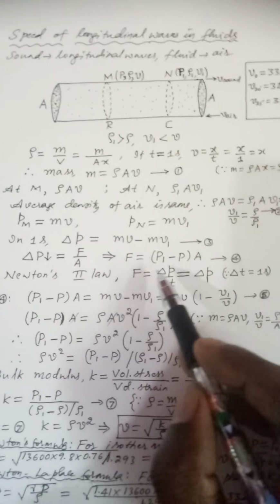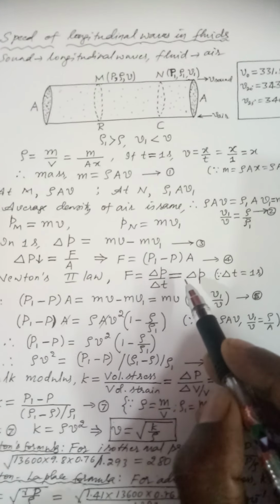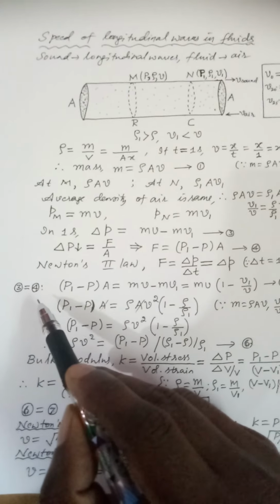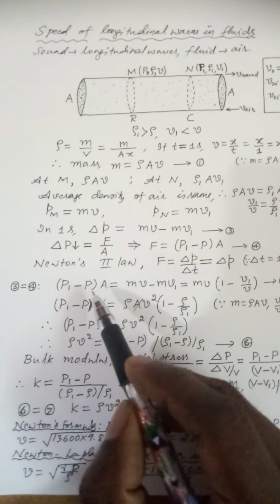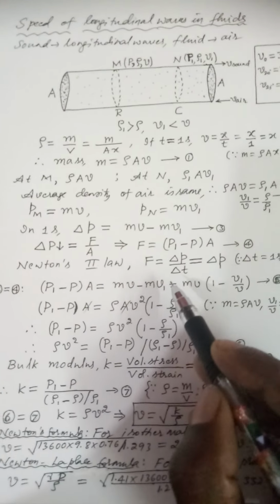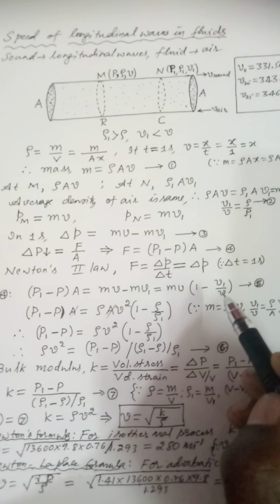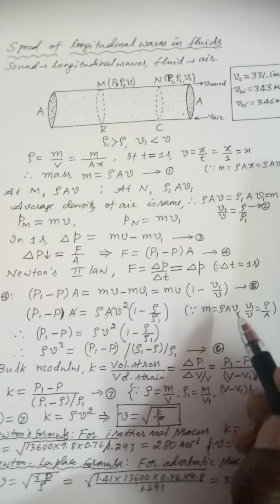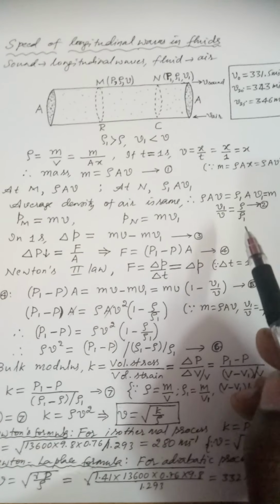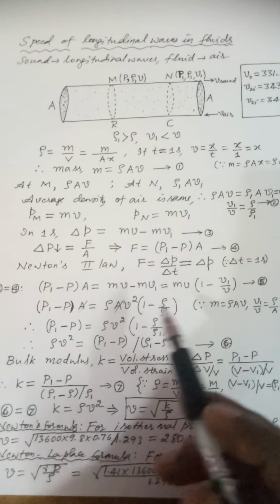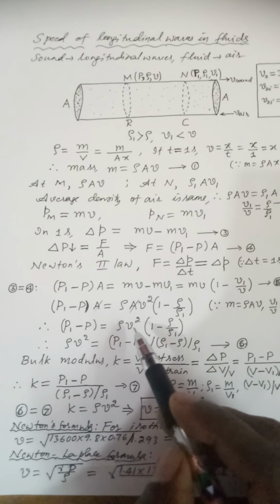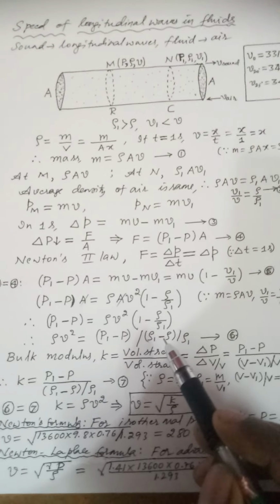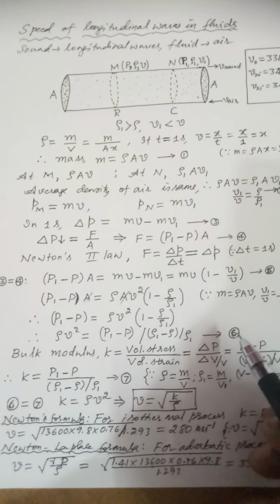Newton's second law says that force is equal to rate of change of momentum. This is equal to change in momentum if change in time is 1 second. Equations 3 and 4 are equal. Therefore I can write (P1 minus P) into A is equal to mV minus mV1, which is equal to mV into (1 minus V1 by V). Call it equation number 5. Now you know that m is equal to rho A V, and V1 by V is equal to rho by rho 1, which we already arrived at. Now you can write P1 minus P is equal to rho V square into (1 minus rho by rho 1). So rho V square is equal to (P1 minus P) divided by (rho 1 minus rho) divided by rho 1. Call it equation number 6.